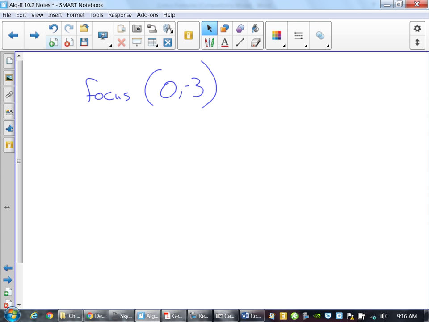Centered at the origin with a focus at 0, -3. Let's write the equation. Centered at the origin with a focus at 0, -3. What's the first thing you should do? Plot it. We know that everything's going to be centered at the origin today. So my vertex is at the origin. My focus is going to be at 0, -3.